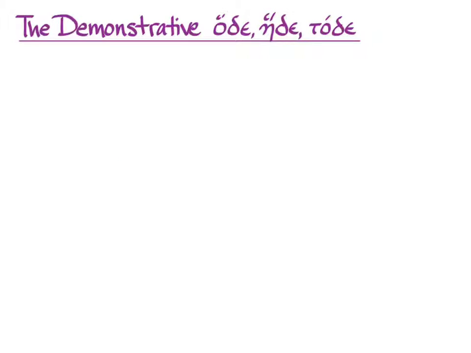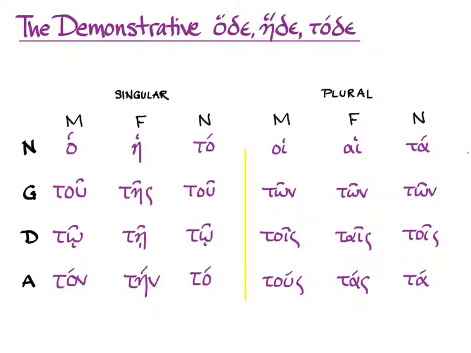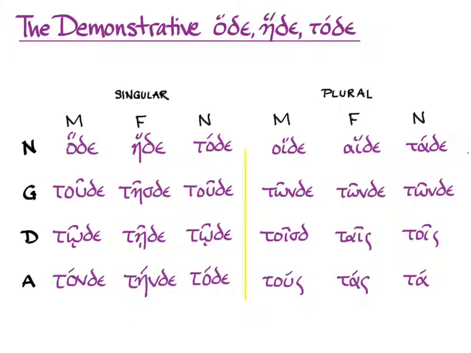First, let's look at the forms of hode, hede, tode. You're going to see that they look very familiar. This is a demonstrative adjective and pronoun, and therefore it has to be available in all the cases, numbers, and genders. What you'll see, though, is that all you need to do to have the form hode, hede, tode in all of those cases, numbers, and genders is to take the article and add the enclitic ending -de to it. Pretty much, that's all it is, the article plus -de.